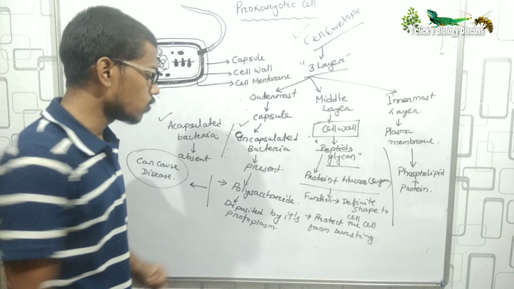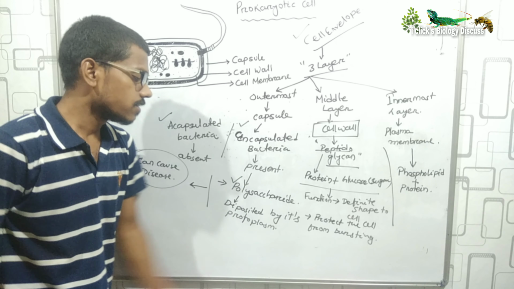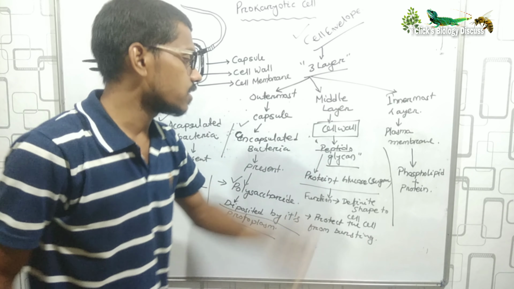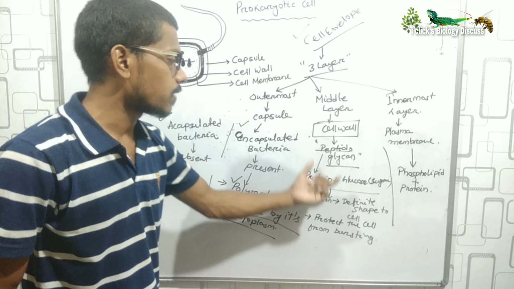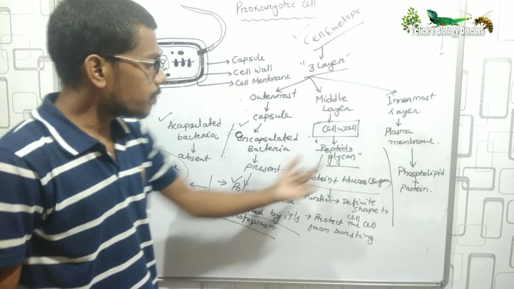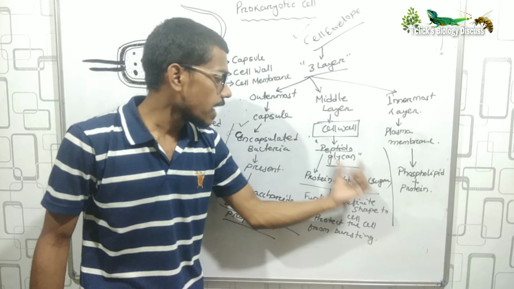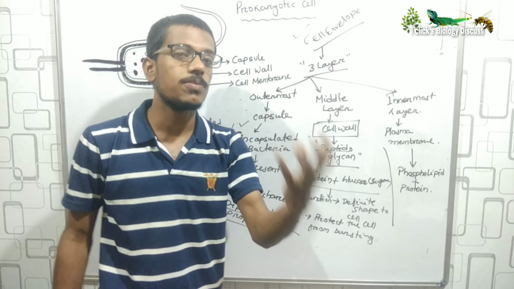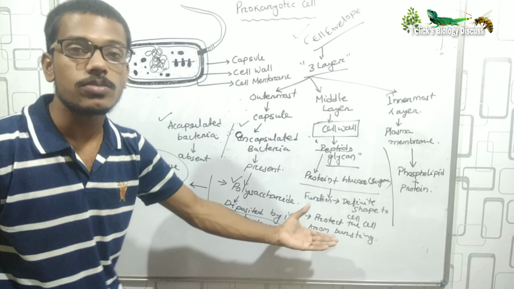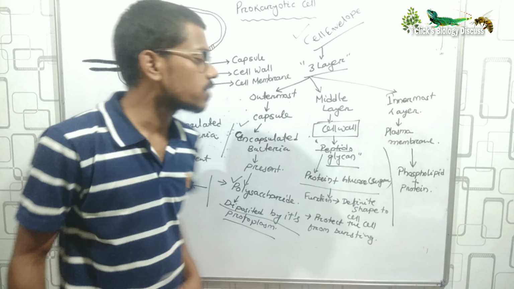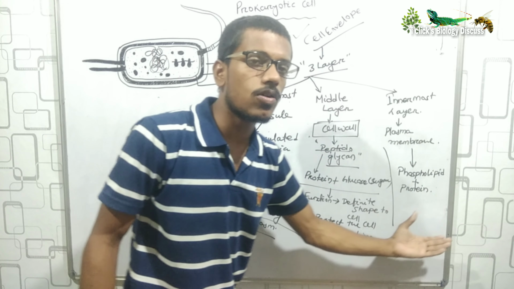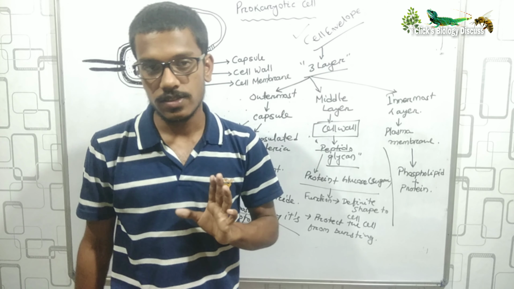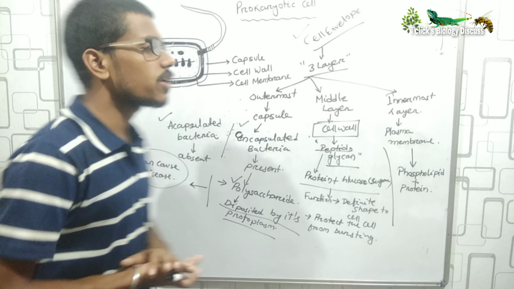If we see the chemical composition, the capsule is made up of polysaccharide, and this polysaccharide is deposited by its protoplasm. Then the middle layer is the cell wall, which is made up of peptidoglycan in the prokaryotic cell. Peptidoglycan means protein and sugar. The function of the cell wall is that it gives a definite shape to the cell as well as protects the cell from bursting. The innermost layer is the plasma membrane, whose chemical composition is phospholipid and proteins. So this is all about the prokaryotic cell envelope.